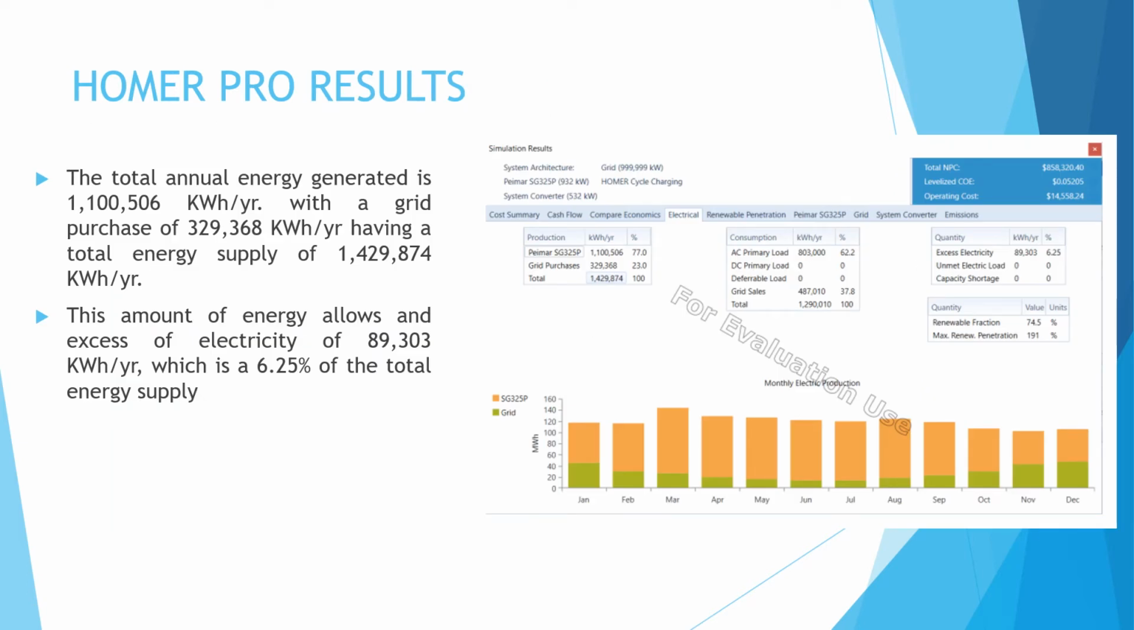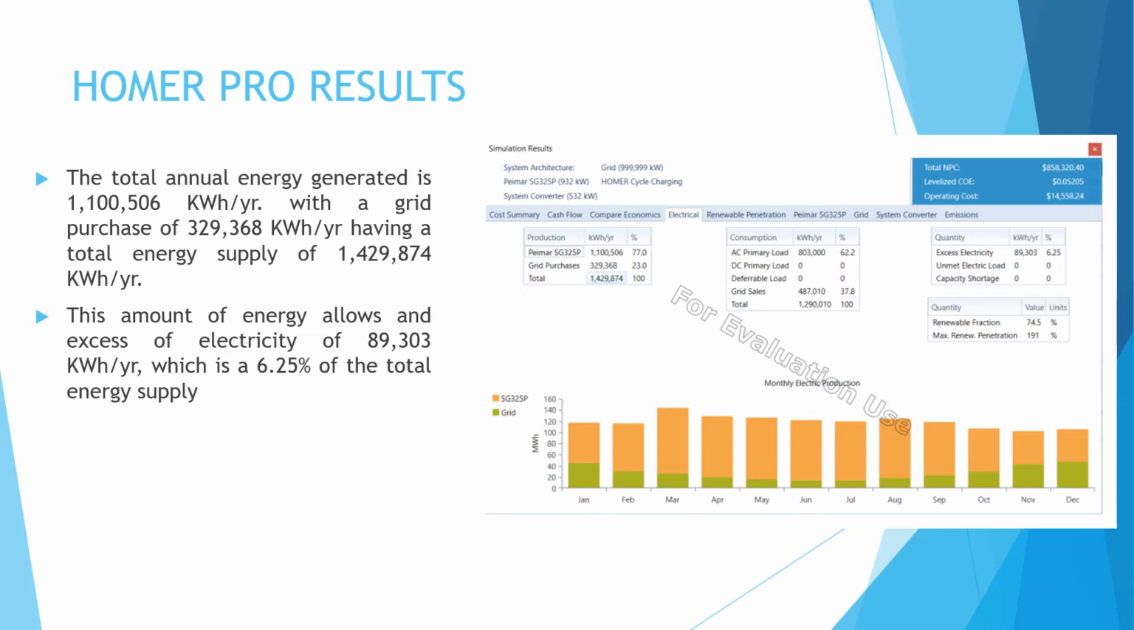So here we have the Homer Pro results. As you can see, at the end of the simulation we can get the operating costs, as you can see on the screen, as well as the excess of energy, and we have the electrical results. The total production from the PV panels is about 77% of the total energy generated, and the other energy is purchased from the grid, which is 23% of the total energy of the system.